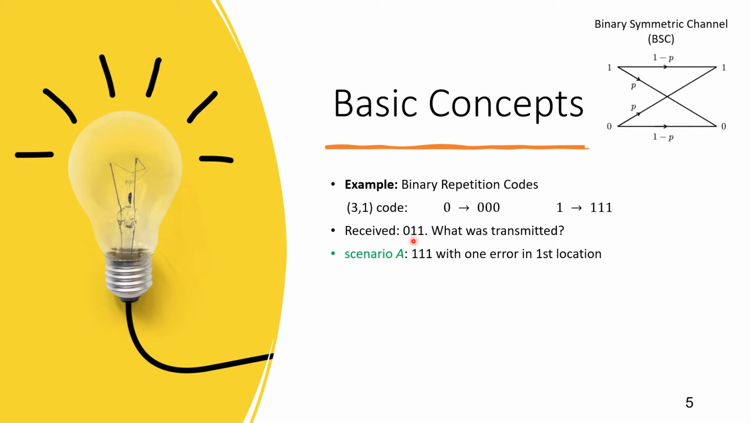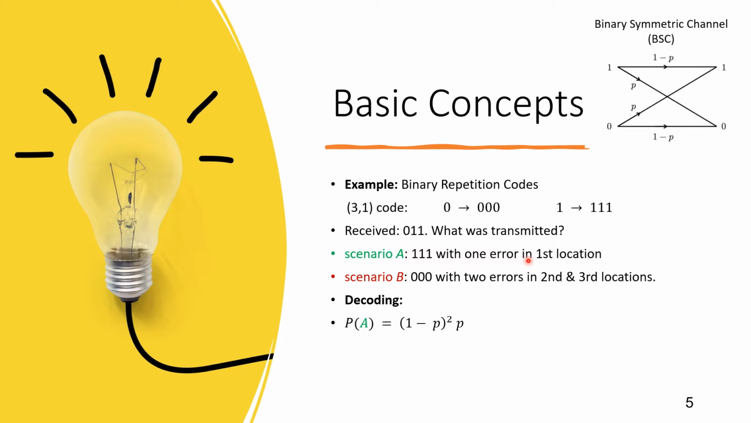Scenario A, we have started with 1, 1, 1 with 1 error in the first location. Or there is another possibility that what we have transmitted is in fact scenario B, which is 0, 0, 0. But due to 2 errors in the second and the third location, they were flipped into 1s and we got 0, 1, 1. Which one of them is more probable is what we need to think about.